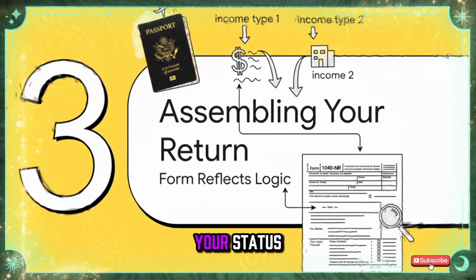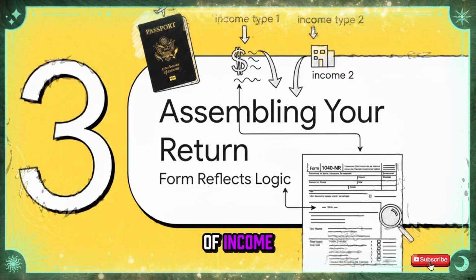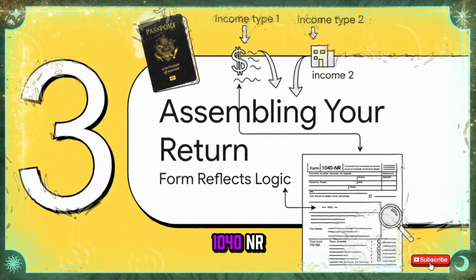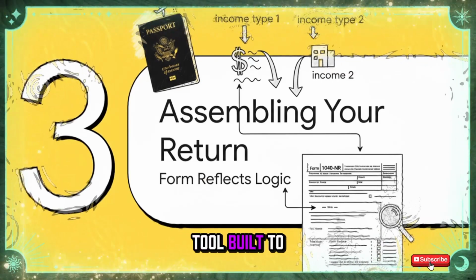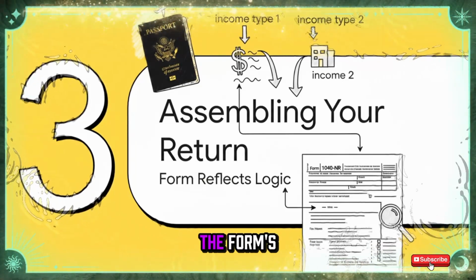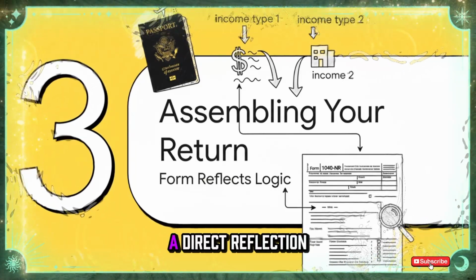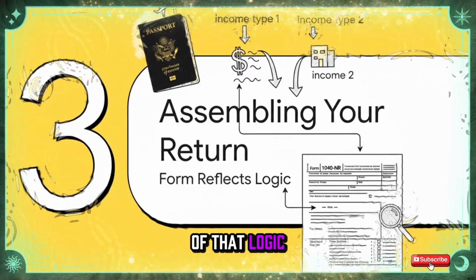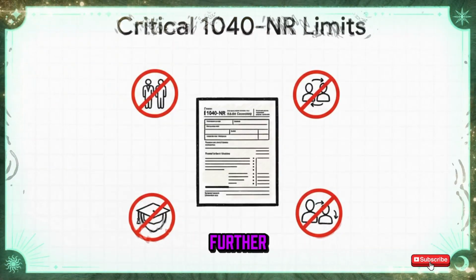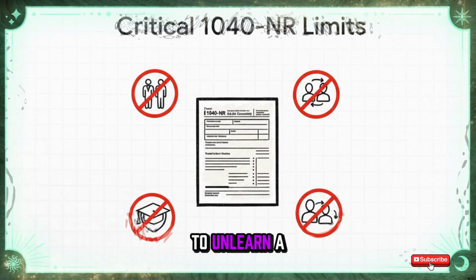All right, so we've got your status and we've got the two kinds of income. Now we can see how Form 1040-NR is just a tool built to report those two things. The form's entire structure is a direct reflection of that logic. But wait, before we go any further, you actually have to unlearn a few things.